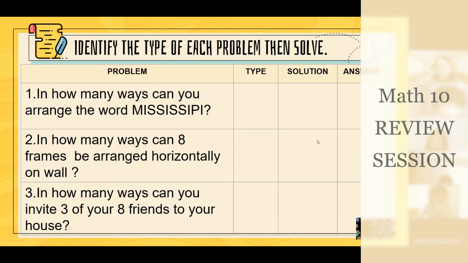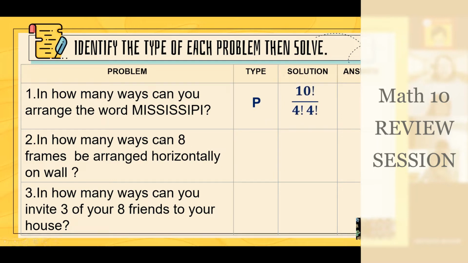Okay. Sharifa, what is the type? What type of problem? Permutation. Permutation. And then your solution is 11 factorial. Okay. 11 factorial over 4 factorial times 4 factorial times 2 factorial. 1, 2, 3, 4, 5, 6, 7, 8, 9. Is it 11 factorial? Wait, let me see. Check permutation. One check each.